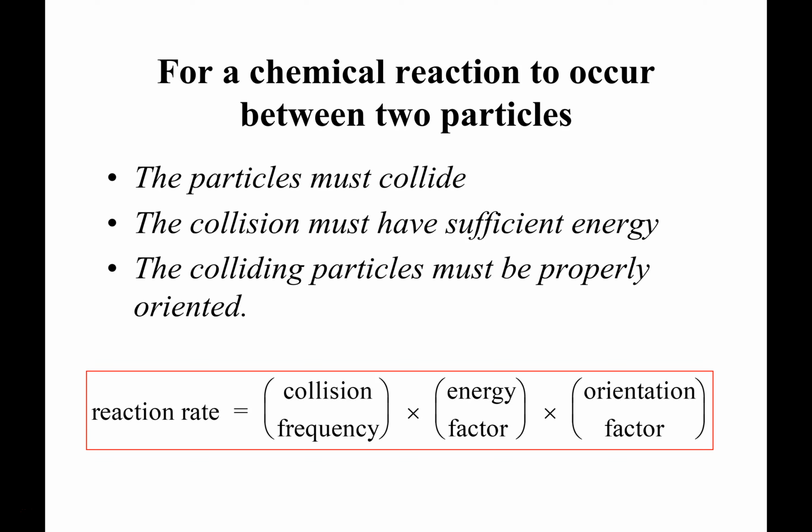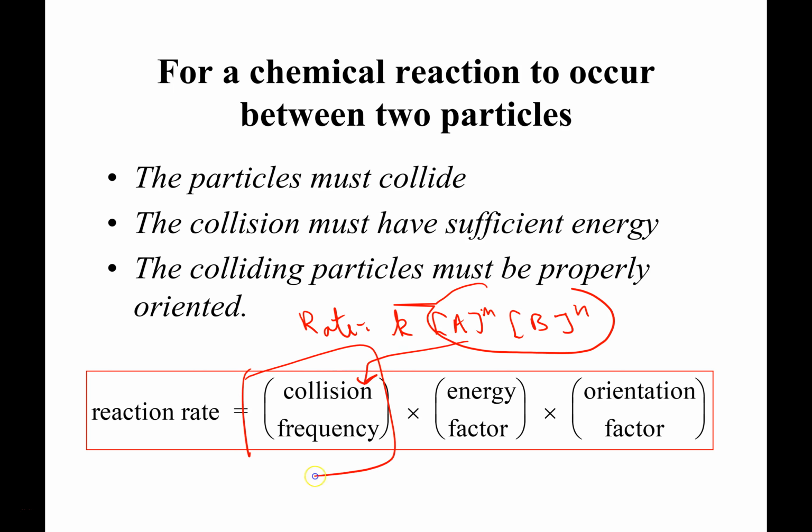So our rate is dependent upon all of these things. Will they find each other? Will they collide? Will they have enough energy? If they collide and have enough energy, will they be properly oriented? If we go to our rate law expression, rate is equal to rate law constant k times the molar concentration of A raised to its reaction order times the molar concentration of B raised to its reaction order. This part, which we've been concentrating on, goes to collision frequency.